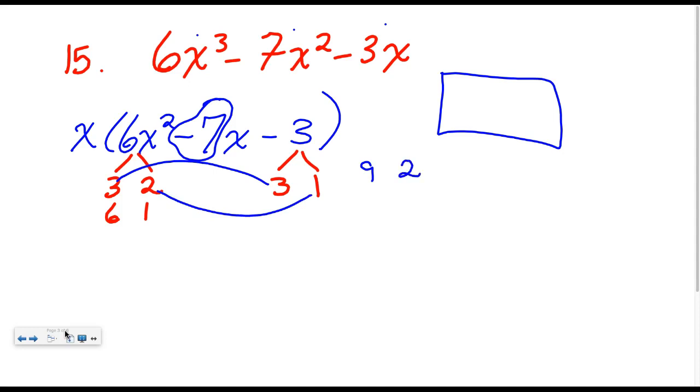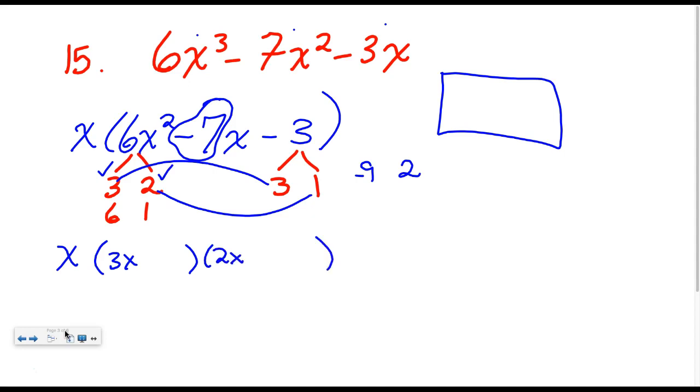I got it right off the first try because I can create a negative 7 with a negative 9 and a positive 2. So don't forget the x we already took out. We are going to choose the 3 and the 2 for our leads.